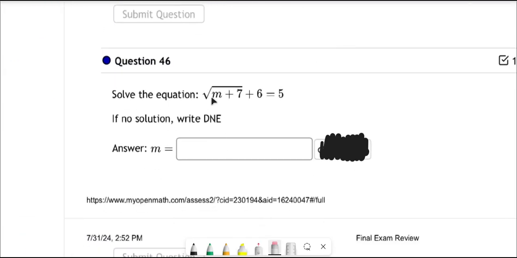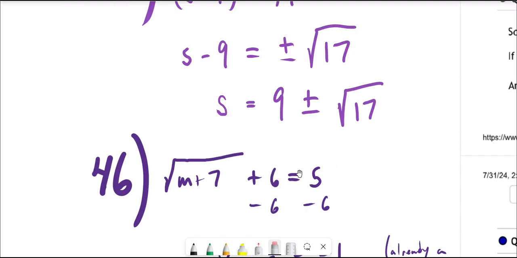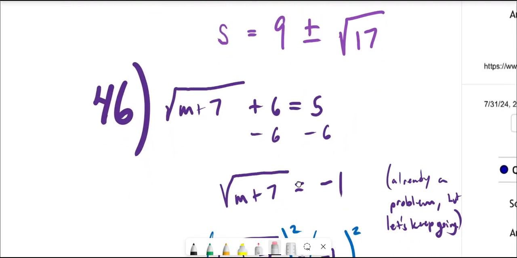We have a radical in an equation. We're going to get rid of that by squaring, but squaring can introduce unexpected, untrue solutions into our equation. So we're going to have to check our work and see whether or not it's actually viable. We begin by isolating the square root. We subtract 6 from both sides to get that square root by itself. You can already see there's a problem because we have the square root of something is -1.